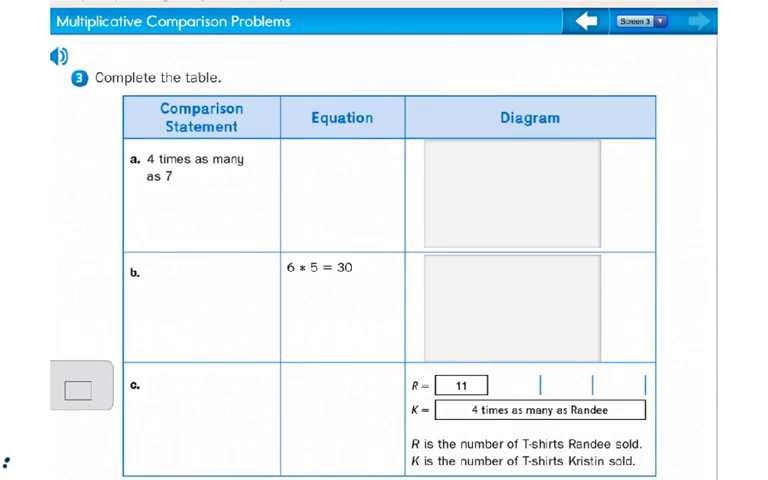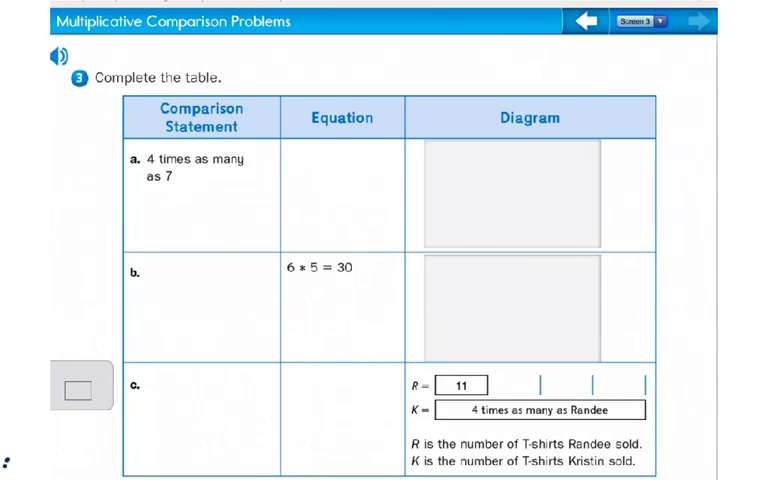Now we're going to complete the table. In the first column is a comparison statement using words. In the second column, we have an equation that we're going to write. And in the third column, we're going to draw a diagram.